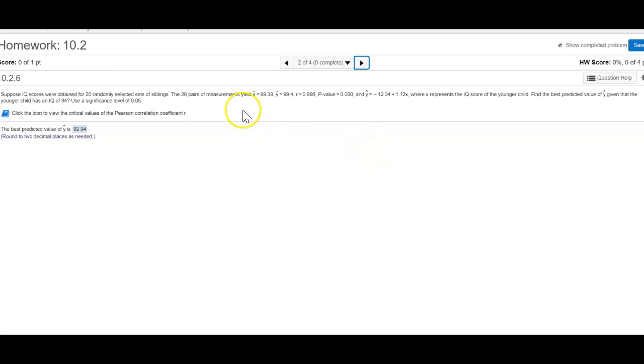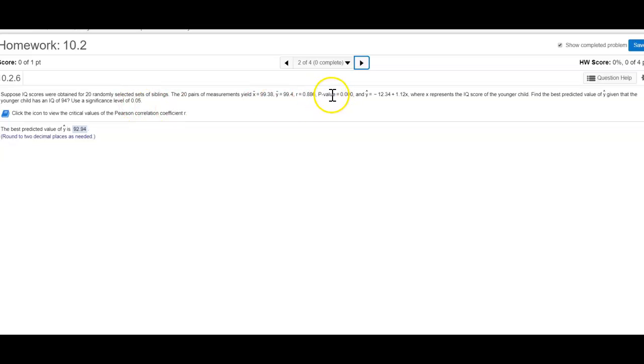So question 2, suppose that IQ scores were obtained for 20 randomly selected sets of siblings. The 20 pairs measured a mean of 99.38 and 99.4. I guess these are the different pairs of siblings. There's a correlation of 0.886, a p-value of 0, a y-hat of negative 12.34 plus 1.12x, where x is the IQ score of the younger child. Find the best predicted value y-hat given that the younger child has an IQ of 94. Use a significance level of 0.05.